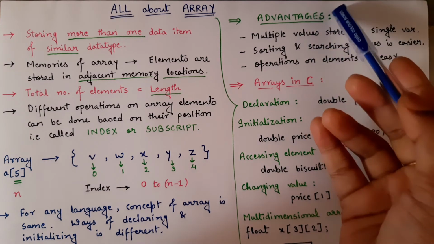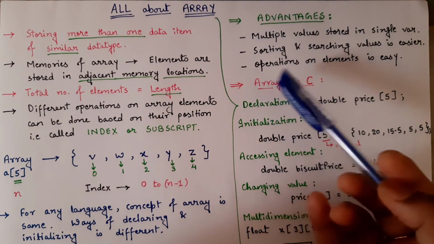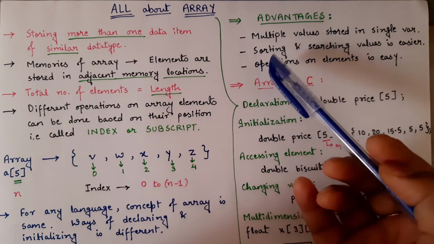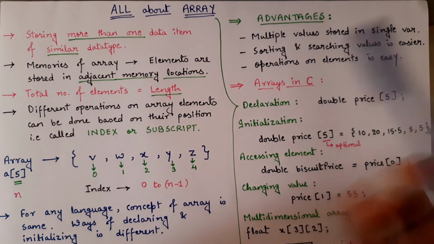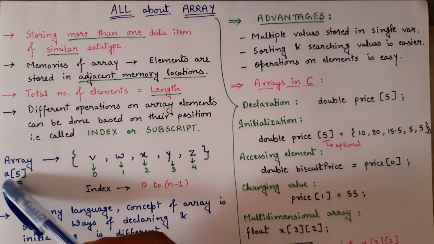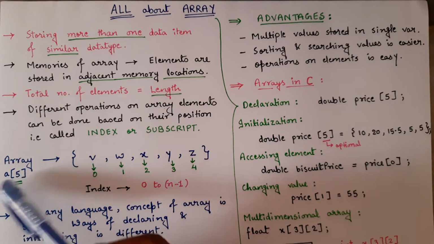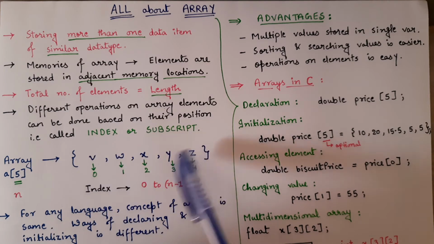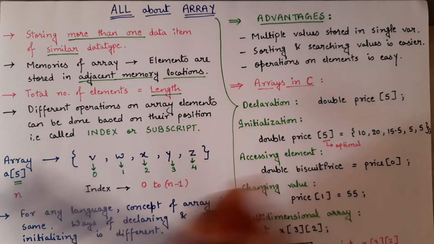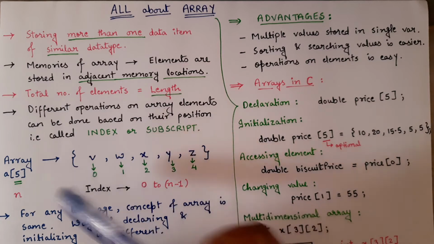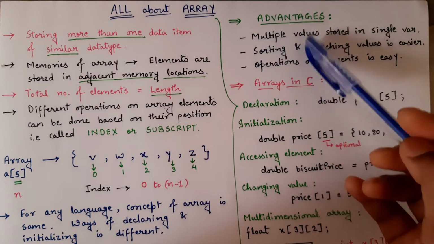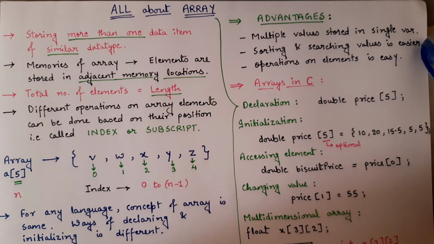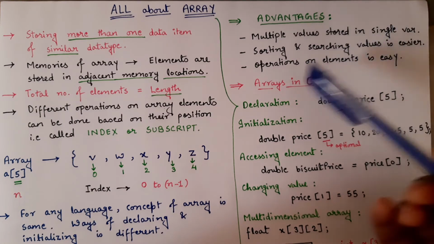Now if we talk about the advantages of array, the advantages are very simple. We can store multiple values in a single variable. As we can see here, in a single variable a, that is our array name, we are storing 5 different values. Similarly, we can store 10, 15, 100, 1000, 10,000 values also. So in case of array, we can store multiple values in a single variable. That is one very big advantage.